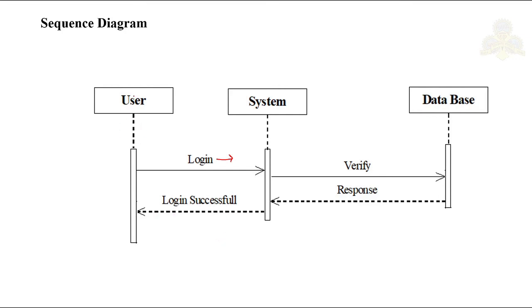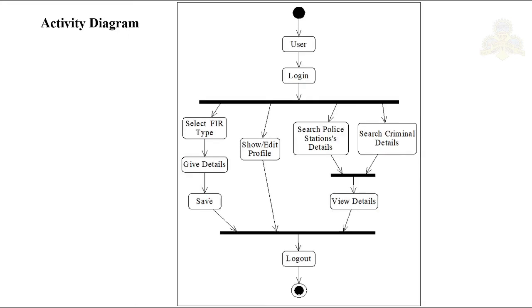You just have to remember that whenever you have objects, represent them in these square rectangles, these boxes. Then you have the vertical bars, which are the lifelines of that object, and then the messages passed between them and the response. Next is the activity diagram.